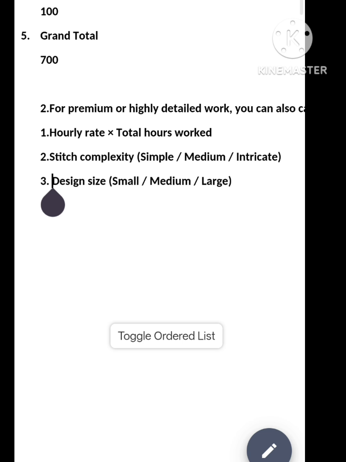Next time I will try to show how an invoice is created. I hope you like this informative video. So today's tip of the day is how to calculate the pricing.